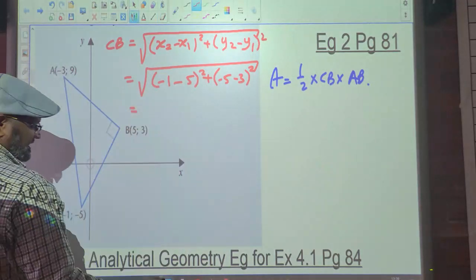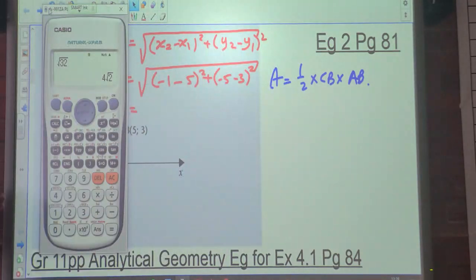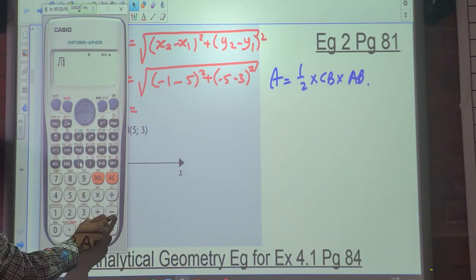So what do we get? We put that in the calculator. So that will be 6 squared is 36 and 8 squared is 64. You add to get 100, I think. Okay, let's just check. Which is going to then give me 10.